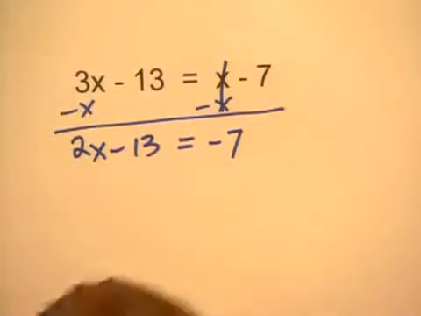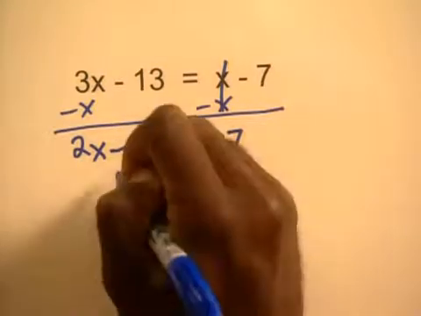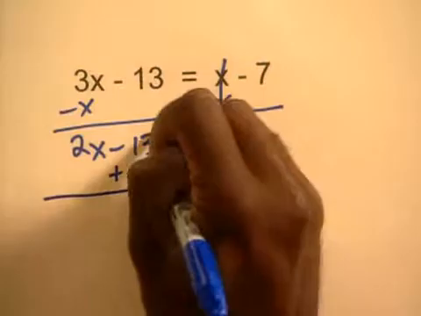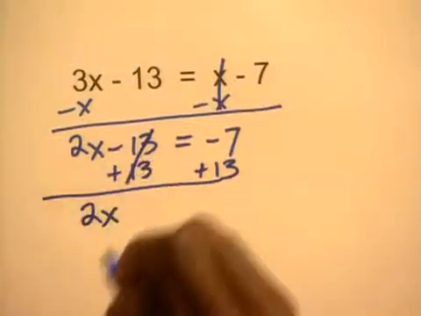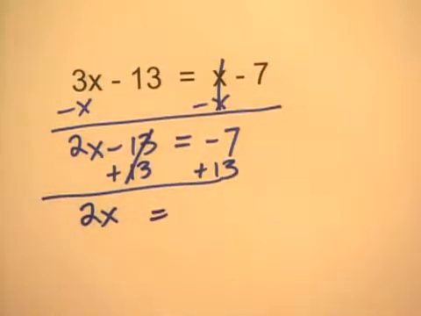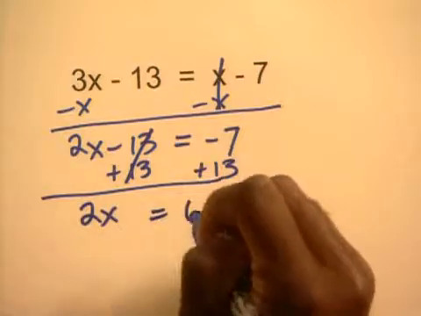So we'll do the small action first. The opposite of subtracting 13 is to do what? Add. Exactly. So we're going to add 13 to both sides because it's an equation. These cancel. That 2x is pretty heavy, so let's go ahead and drop it right down here. So now we have 2x equals negative 7 plus 13, which would give us a positive 6.